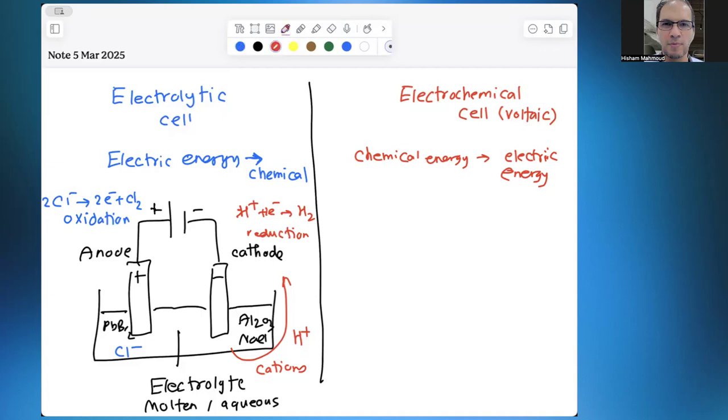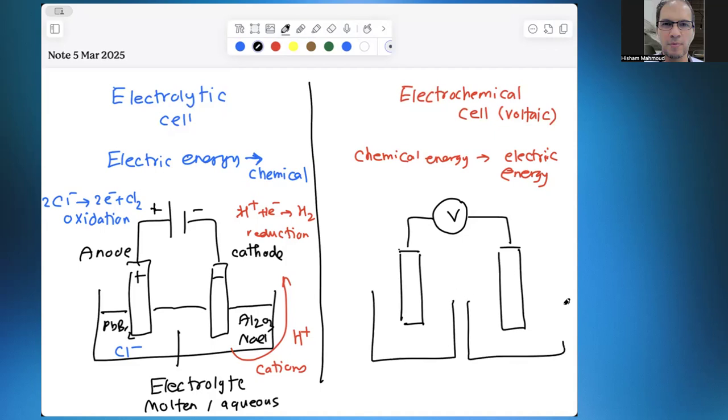The other cell, I don't put electricity. Actually, I get out electricity. So I can put a lamp or a voltmeter, because these two will help me know if there is electric current produced or not. This time the electrode is not an inert electrode. It's made from a metal, and this metal is placed in a container. The container contains salt of the same metal.